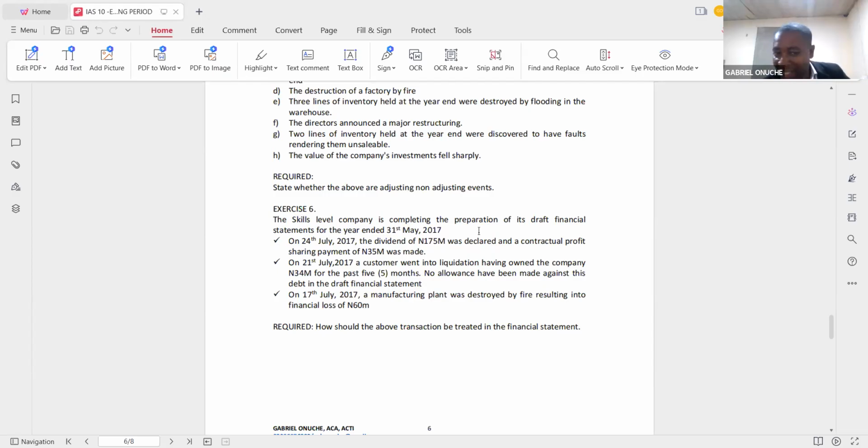Then number 3 is straightforward. I expect somebody to have answered that. Number 3 is very straightforward. On 17 July, the manufacturing plant was destroyed by fire, resulting in a financial loss of 60 million. Isn't it a mere disclosure? This is what disclosure is expected. The estimate is there. The estimate will be disclosed in the notes to the financial statements.